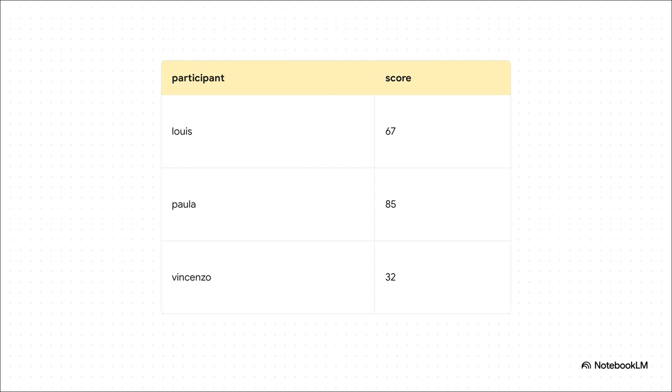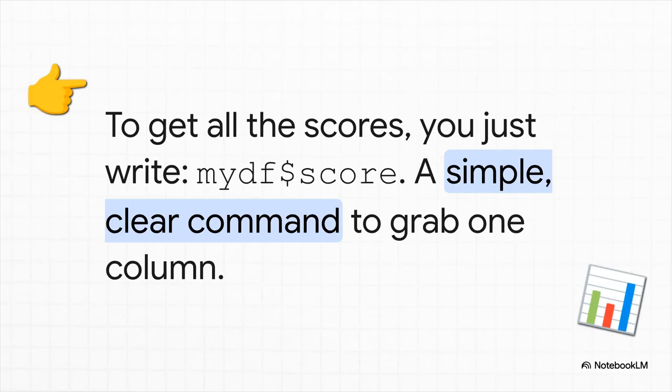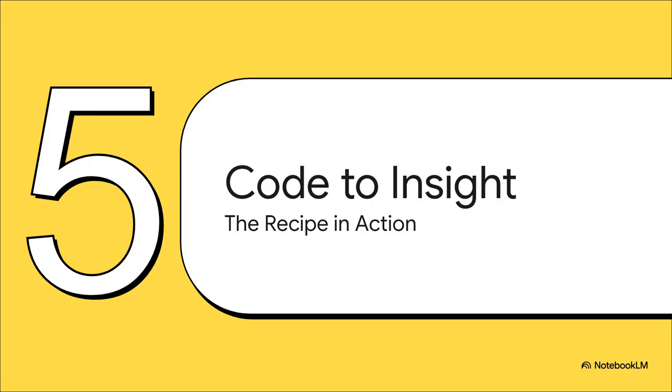It's all about transparency. So let's say you want to grab just one of those ingredients. Maybe you want all the scores from that column. In a spreadsheet, you'd be clicking and dragging. Here, you just write one simple command. You type the name of your data table, a $ sign, and the name of the column you want. Boom. That one line of text grabs that entire list of scores for you. Simple, clear, and repeatable.